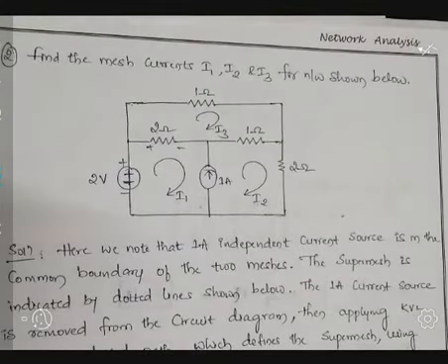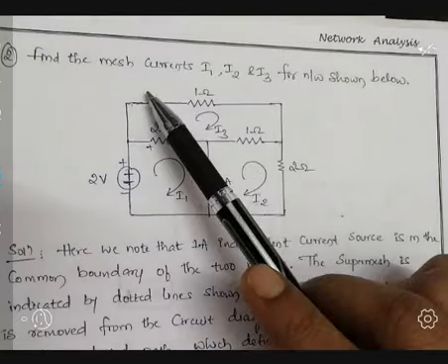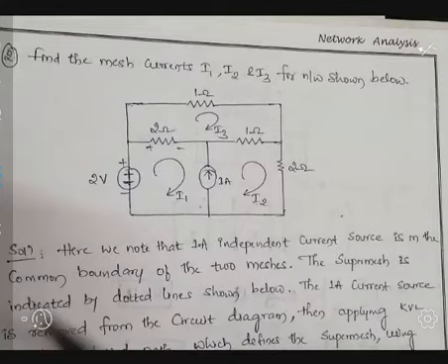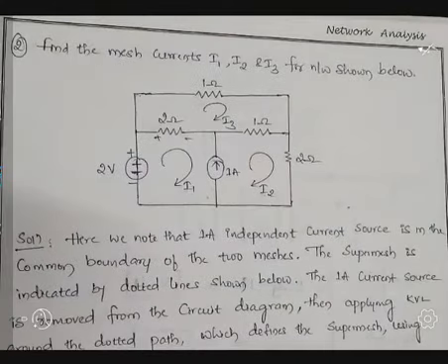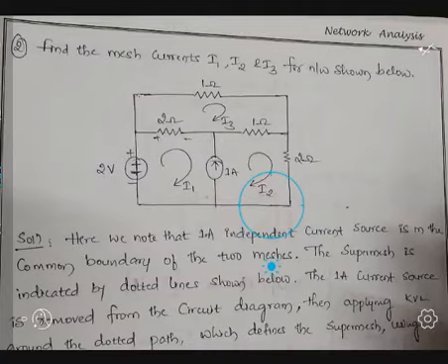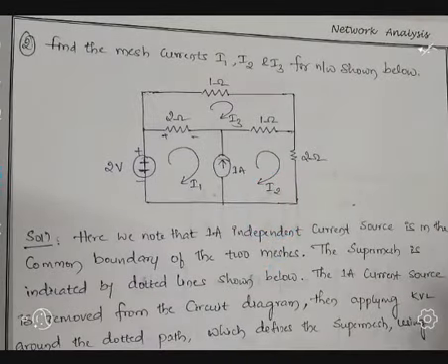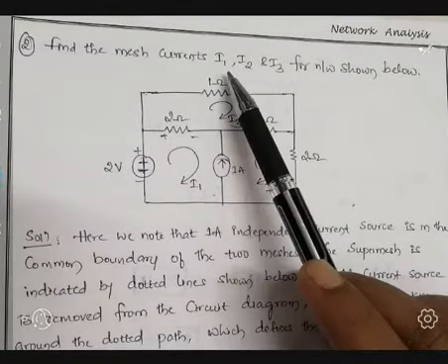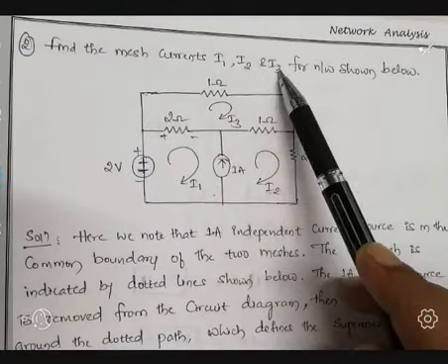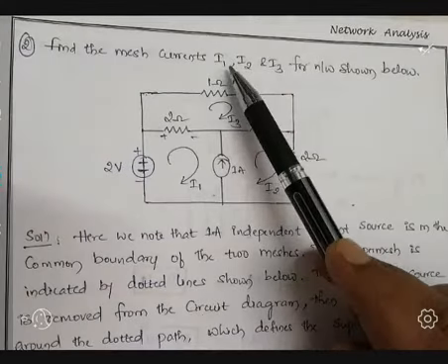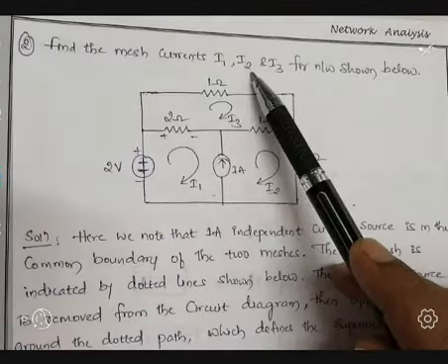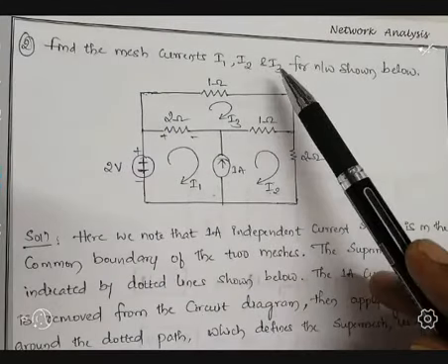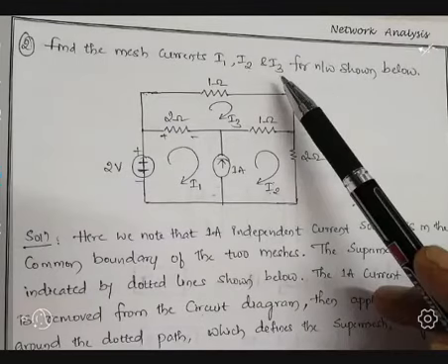Find the mesh currents, or we can say the loop currents, I1, I2, I3 for the network shown below. Here the network is given. For this network, we have to find the loop currents, or mesh currents, I1, I2, I3. I1 is the current present in loop 1, I2 is the current present in loop 2, and I3 is the current present in loop 3, the respective loop currents.